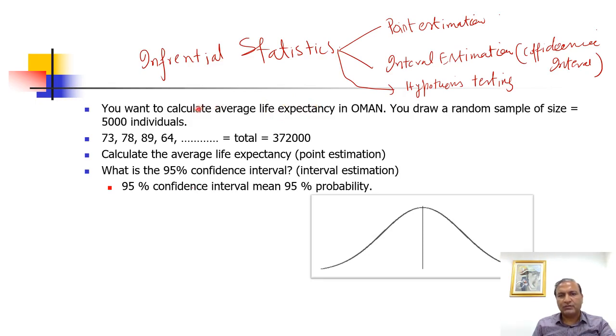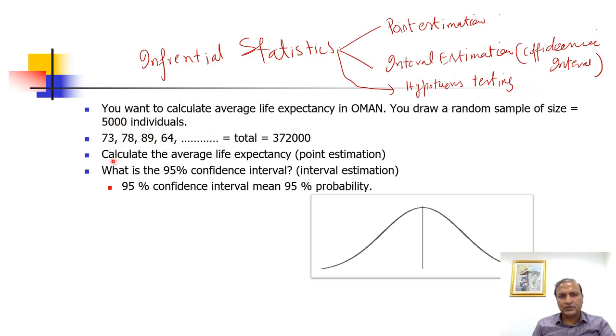Let's suppose you calculate how many people have died in Oman, and you calculate their ages, and then you take the average life. This is how you do it with the population, but you don't have the population. It's very difficult to study the whole population. So what do you do? You draw a random sample of size 5,000 individuals. This is the data. The first person lived 73 years, the other person lived 78 years, the third person lived 89 years, the fourth person lived 64 years, and so on. You have the data for 5,000 individuals.